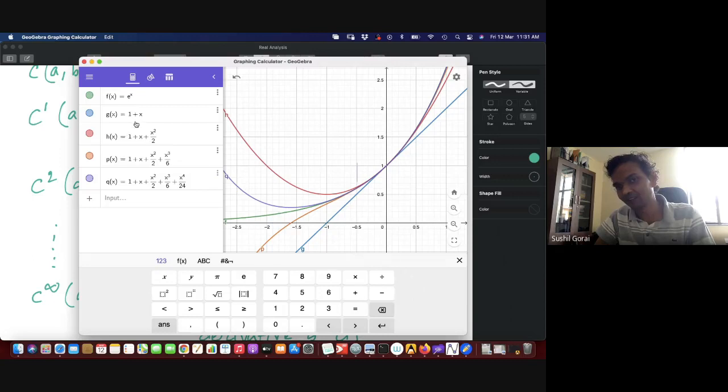You see here the higher order derivative plays a role in getting closer. When you add just x, it goes from this line parallel to the x-axis to this tangent line. When you add x squared by 2, it gets even closer. After we add x cubed by 6, it gets even closer, this orange line. So the derivatives are playing a role in getting closer to that function.